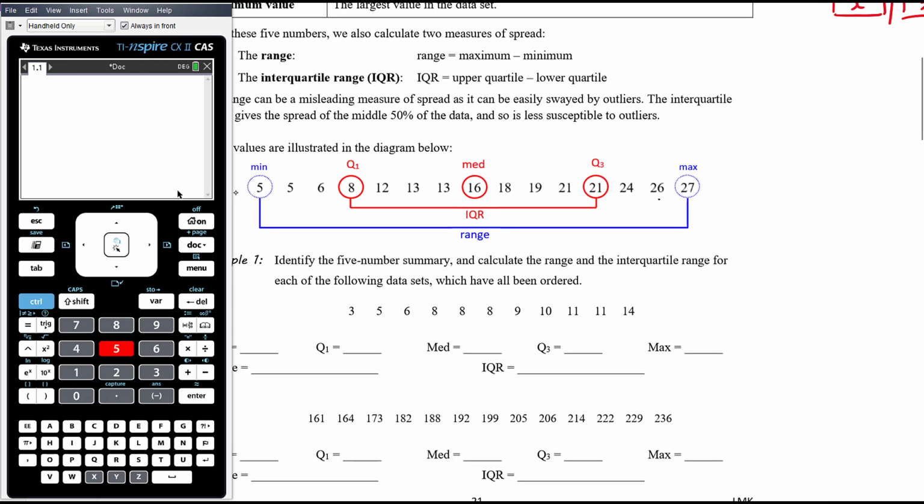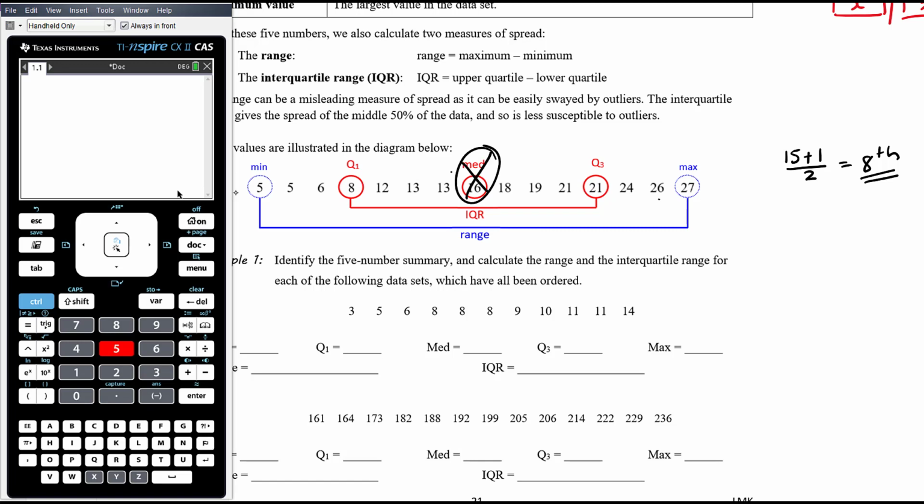To find the median here, what did I say? There's 15 pieces of data. So 15 plus 1, divide that by 2. It's 16 divided by 2. So the 8th piece of data is where the median is. The median isn't 8, the median is the 8th piece of data. So in your data list, 1, 2, 3, 4, 5, 6, 7, 8. So there's the median.